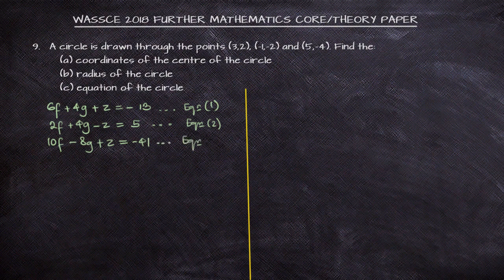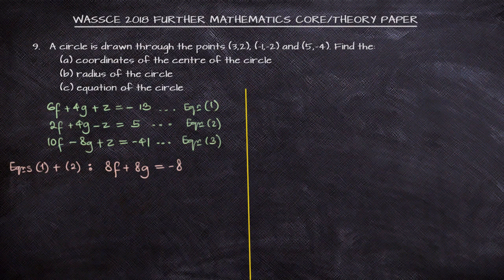So here we have our 3 equations. And when we are solving a simultaneous equation in 3 variables, there are quite a number of ways. What I want to do is eliminate one of the variables. So if I take equations 1 and 2, because I want to eliminate z, I'm going to have 6f plus 2f is 8f, 4g and 4g is 8g. The z minus z will be 0, then minus 13 plus 5 will be minus 8.